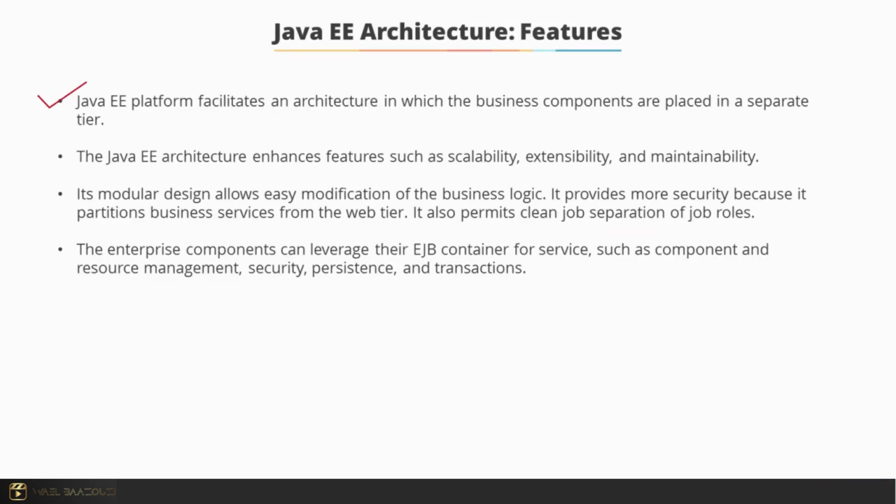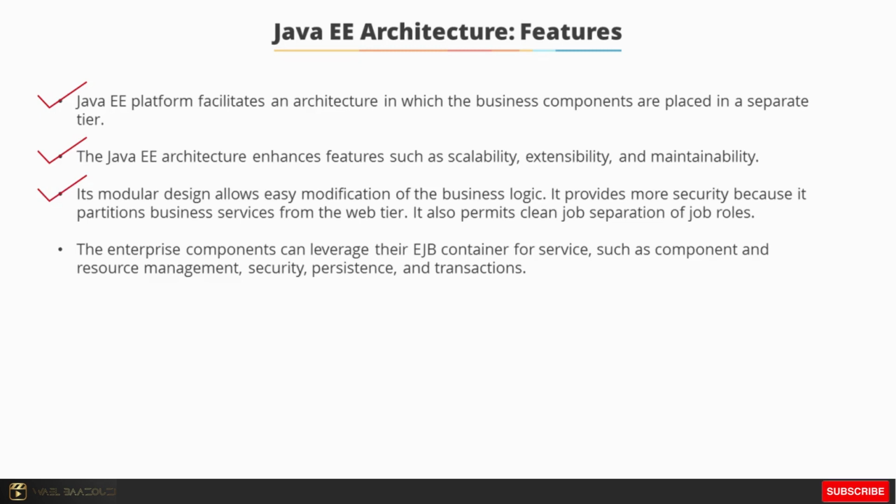The Java Enterprise Edition platform facilitates an architecture in which the business components are placed in a separate tier, as we saw. It also enhances features such as better scalability, where you can easily increase the number of users accessing your application. You can extend the capability of your application, and maintaining the application is also easier because any change is isolated to just one box in the deployment strategy.